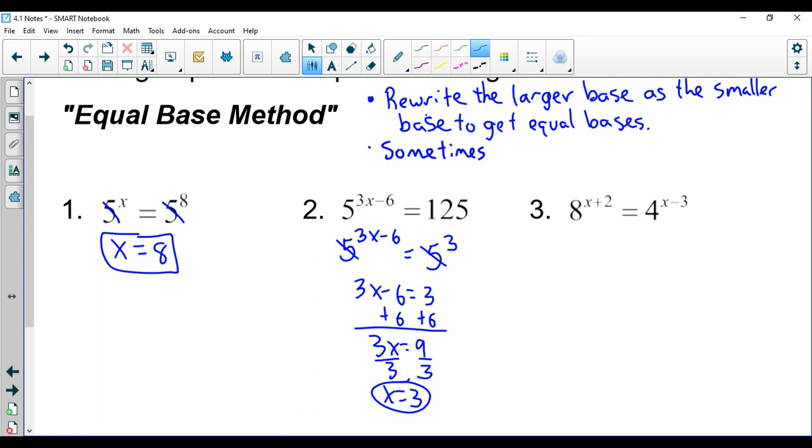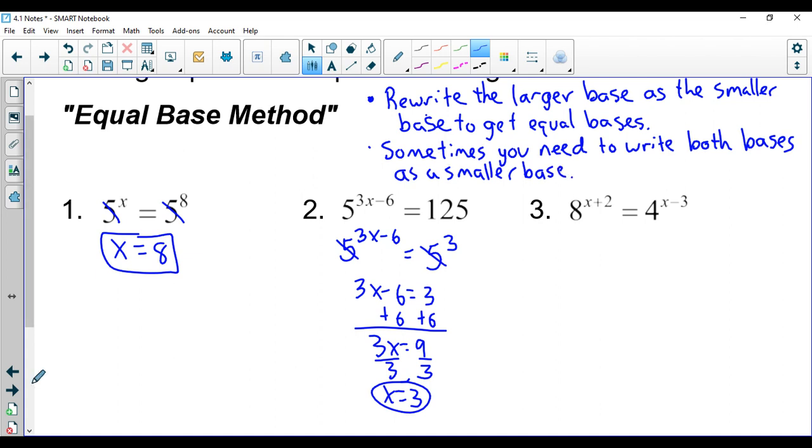Sometimes you need to write both bases as a smaller base. So now you're trying to think to yourself, all right, what number raised to a power gets me to 8 and what number raised to a power gets me to 4? So in that case, that base would be 2. So I'm going to rewrite 8 as 2 to the third. Okay, so 2 to the third equals 8. So all I'm doing is rewriting 8 as 2 to the third.